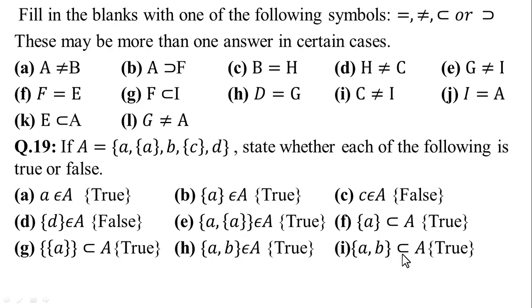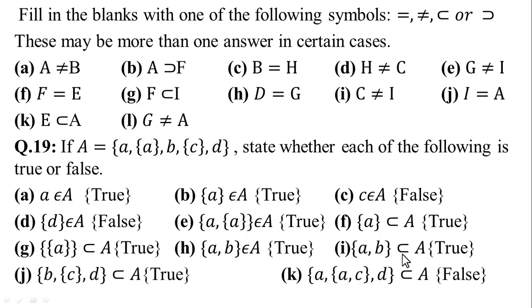Now {a, b} is a subset of A. This statement is also true because these are elements of A. Now in part J, b and the set {c, d} is a subset of A. These are elements of the set A. So this statement is true.